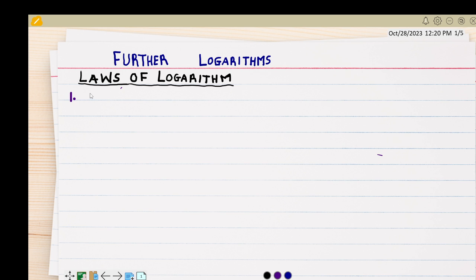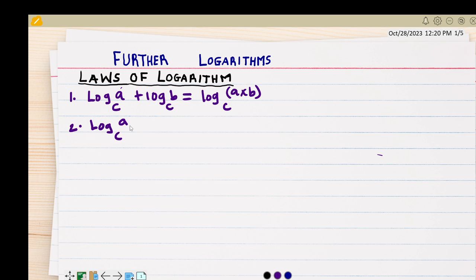The first law of logarithm states that if you have logarithm to base c of a, then you add the logarithm to base c of b, then this one should always give you the logarithm to base c of a multiplied by b, that whenever you add, you have to multiply on the other side. The second law requires that if you have log to base c of a, then you subtract log to base c of b. This one is the same as saying log to base c of a divided by b, that when you subtract, you have to divide.